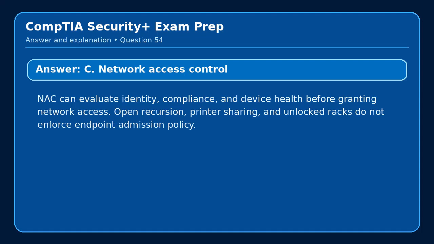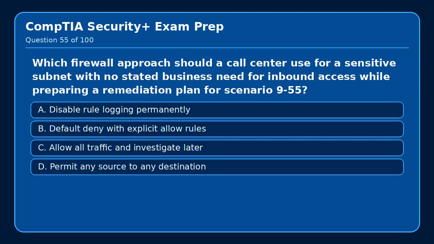The answer is A. Intrusion prevention system. An IPS sits in line and can block traffic that matches malicious patterns or behavior. A passive IDS alerts only, while asset registers and labels do not block traffic.